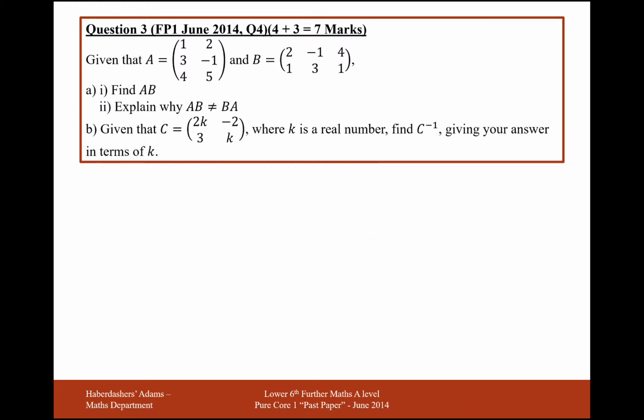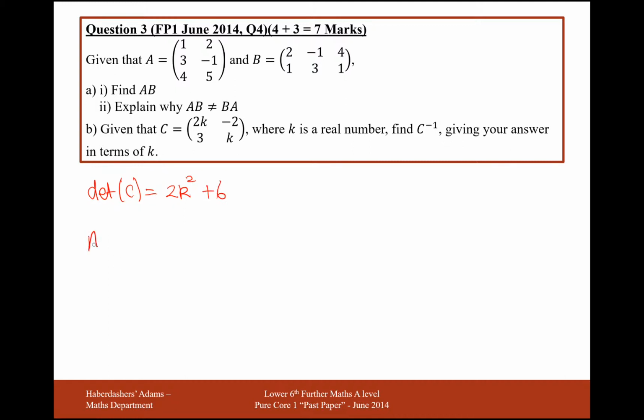Moving on to part B, given that C equals this matrix and k is a real number, find C inverse, giving your answer in terms of k. So first of all, we need to work out the determinant of C. So that's going to be the leading diagonal multiplied together, take away the other diagonal. So it would be 2k squared minus minus 6, so that would be a plus 6.